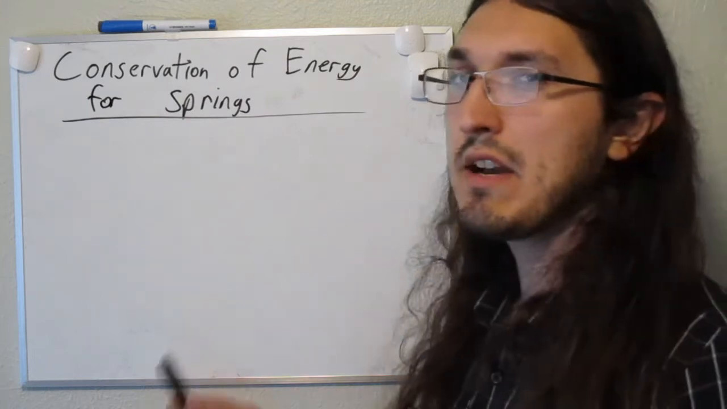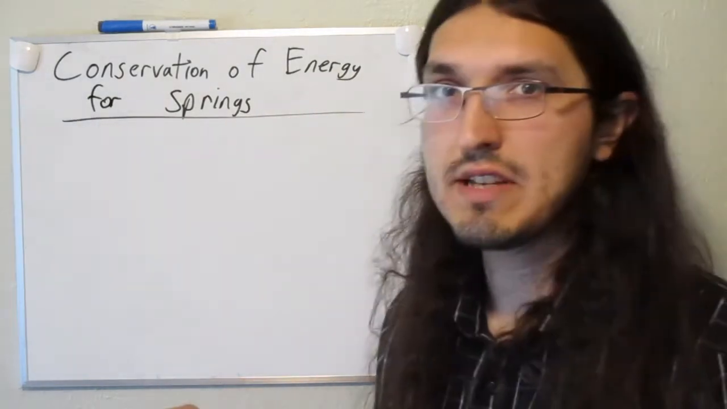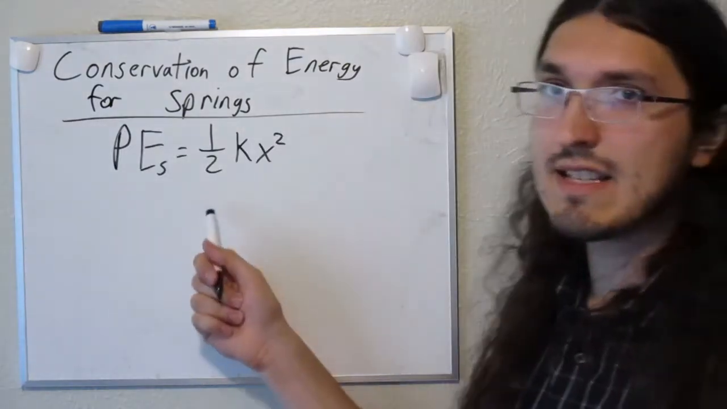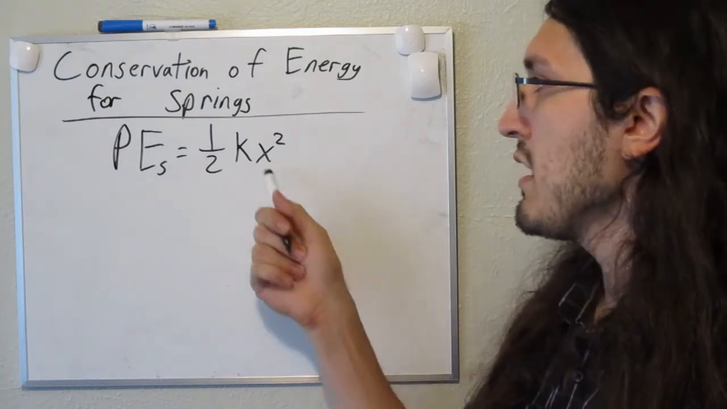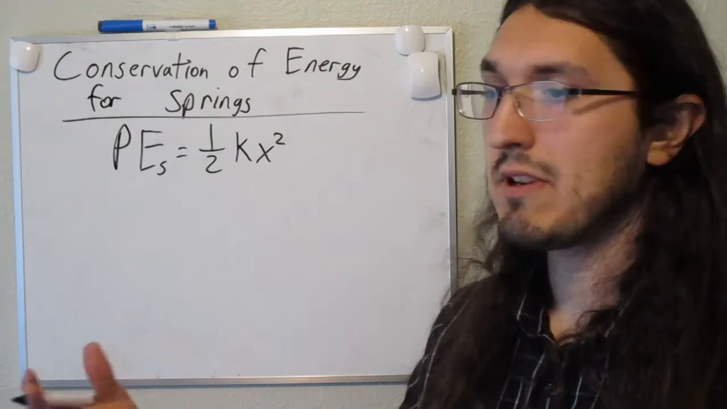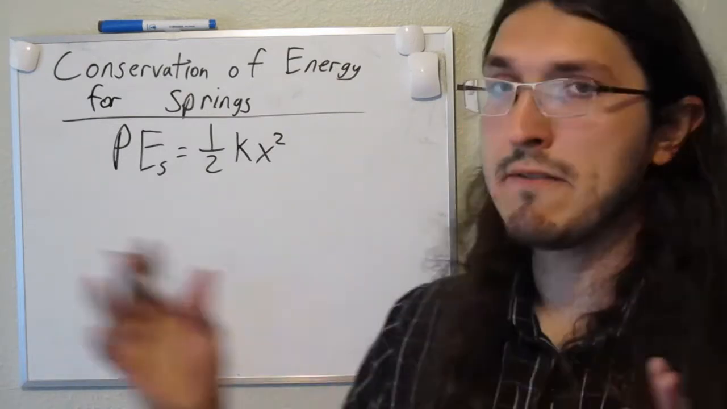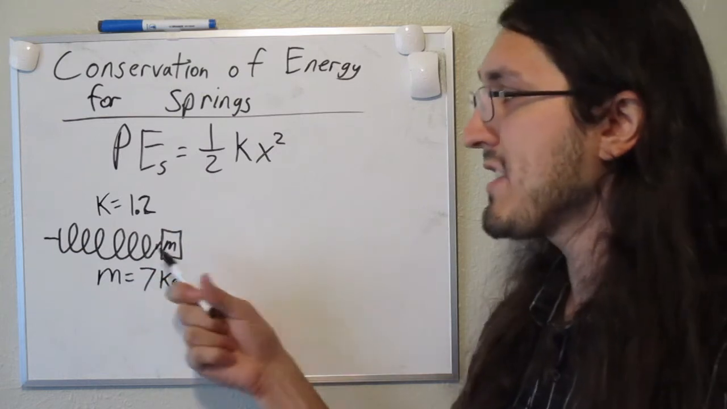Okay, now I want to talk about how the conservation of energy applies to springs. We learned this equation for springs for the potential energy. Okay, this says that the potential energy for a spring is equal to 1/2 kx squared, where k is the spring constant, which is how springy it is, or how strong the spring is, and then x is the displacement from the equilibrium position.